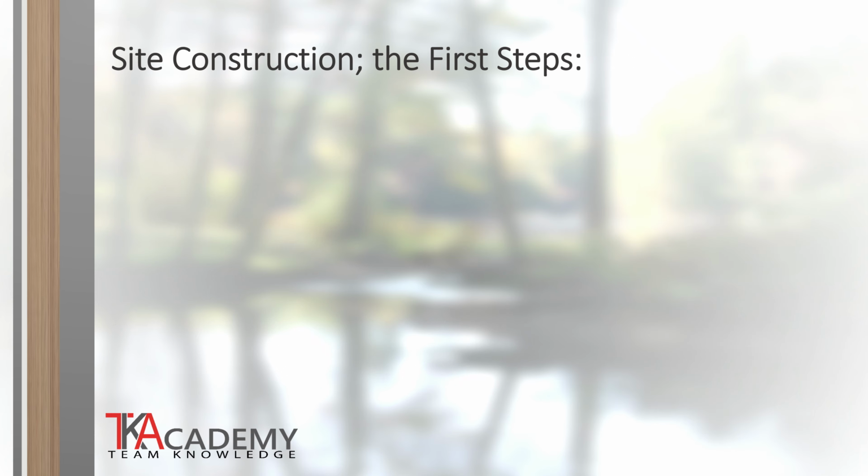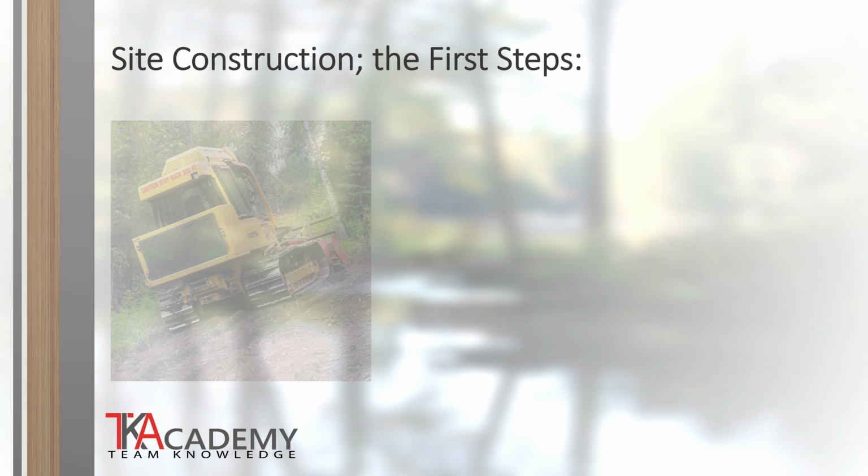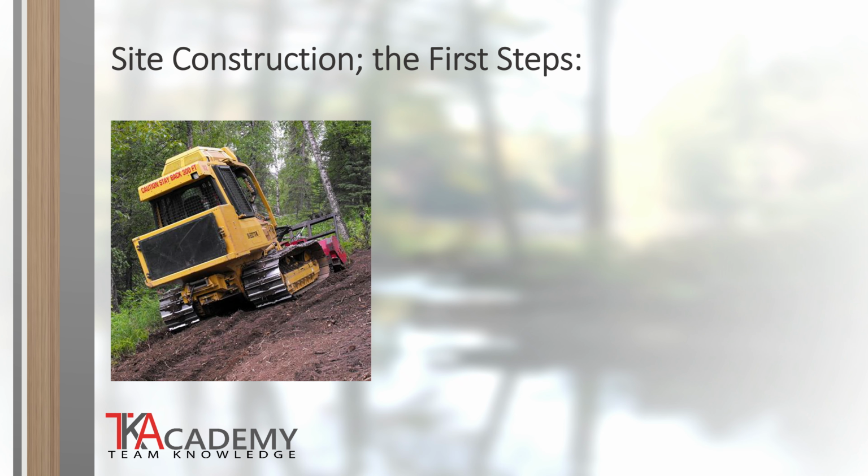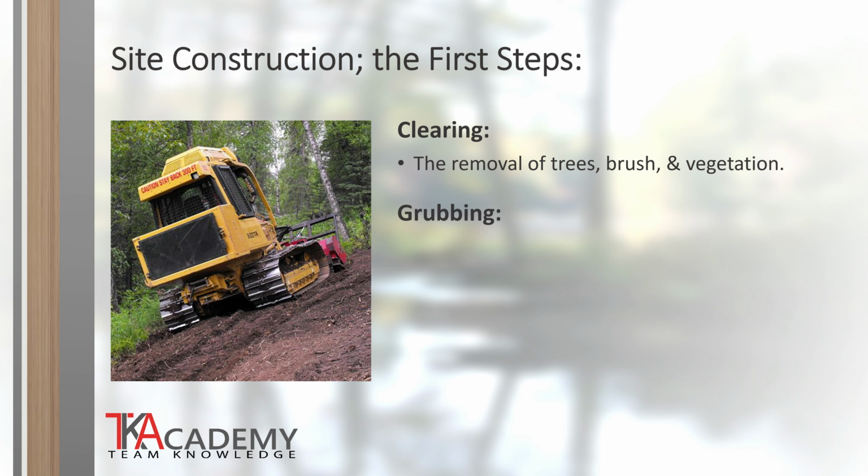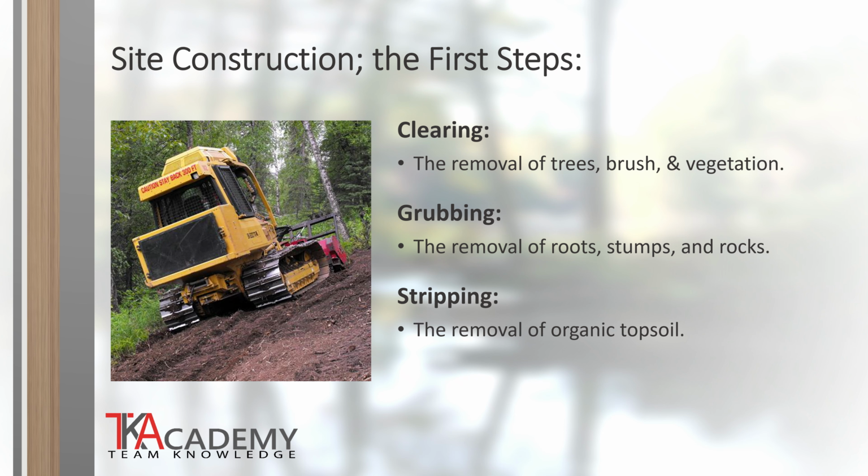The first steps in a site construction project are to perform the clearing, grubbing, and stripping operations. Although these are typically used collectively, the terms have separate meanings. Clearing the site means the removal of trees, brush, vegetation, and anything else that is above the surface of the ground. Grubbing, on the other hand, is the removal of things that are below the surface of the ground, such as roots, stumps, and rocks. Stripping is the removal of the top 2 to 4 inches of rich organic soil and stockpiling it somewhere else on the site to be used for later.